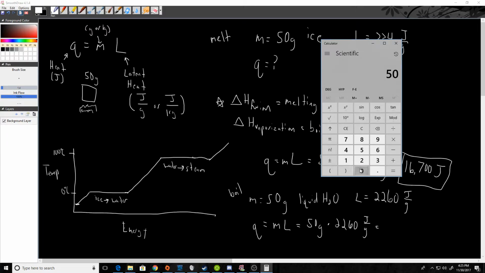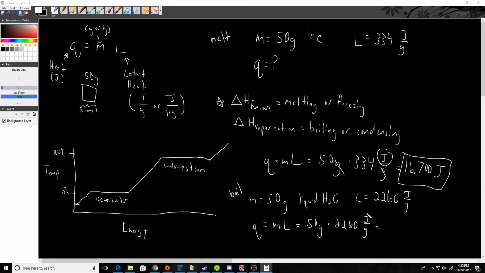So 50 times 2,260. This time, it takes 113,000 joules of energy. All right, so same mass of H2O, same mass of water. However, it takes less energy to get water to melt or freeze than it does to get water to boil.